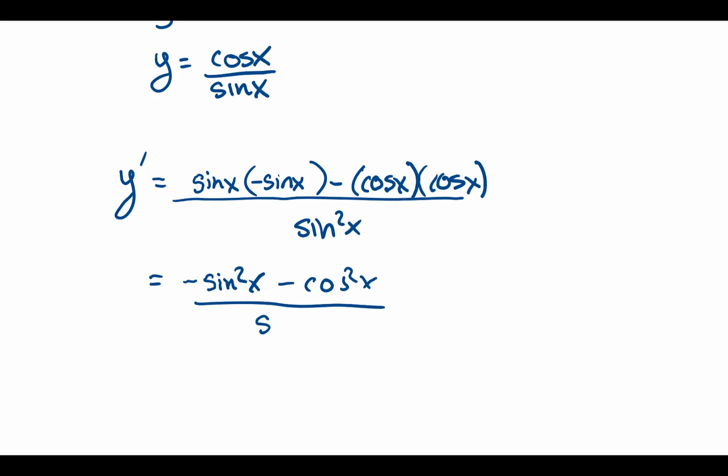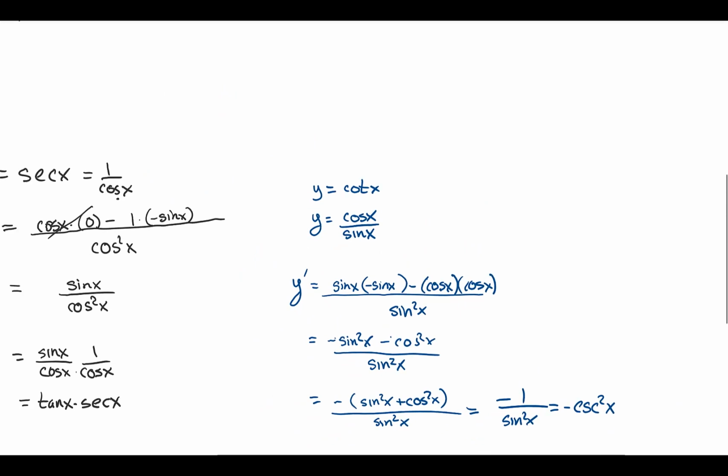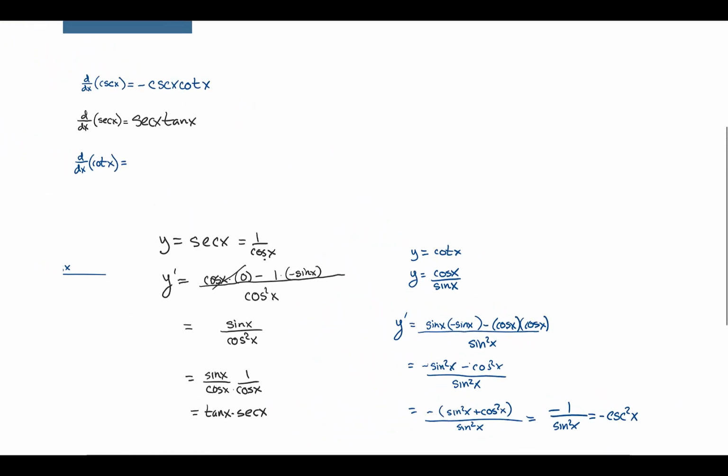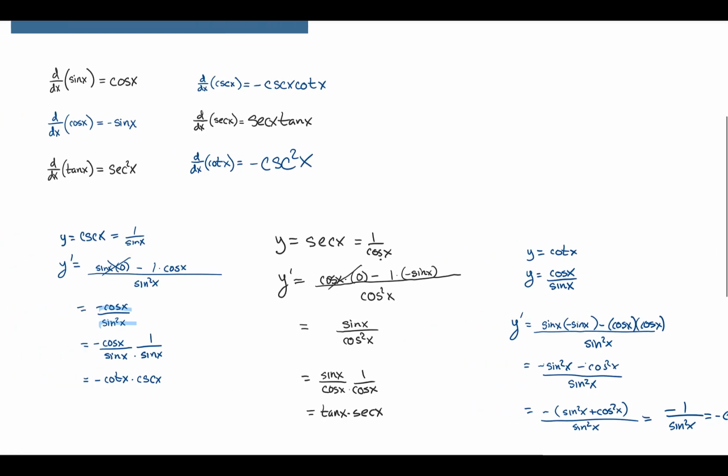Do not cancel out those sine squareds. I know it looks tempting, but we got a negative and a negative. Why don't you just factor that out to the front? A little something like that. Factor it out. And then what's sine squared plus cosine squared? That's what I thought. It was just 1. So we get negative 1 over sine squared. That is negative cosecant squared of x. And bang, we got them. We got all 4 of them. So we get negative cosecant squared of x.